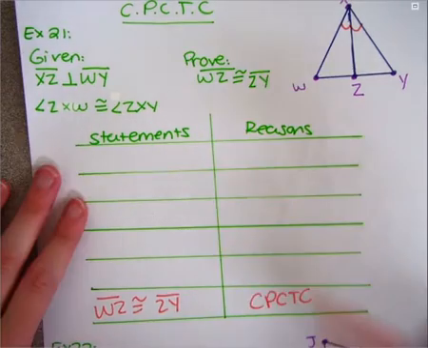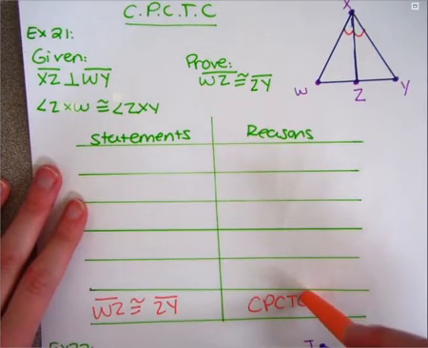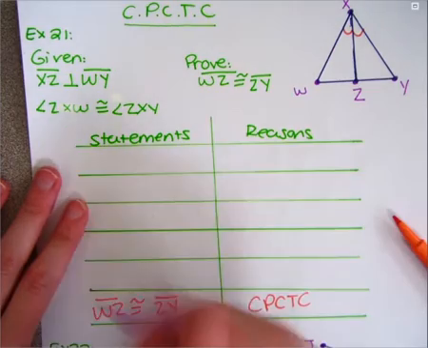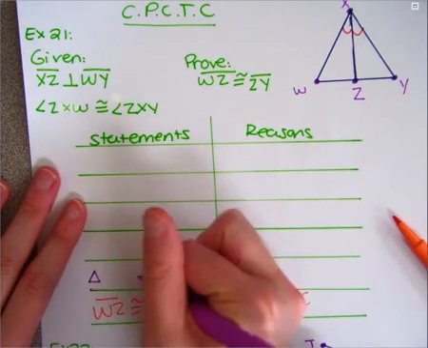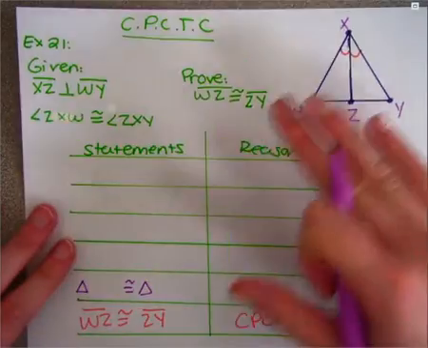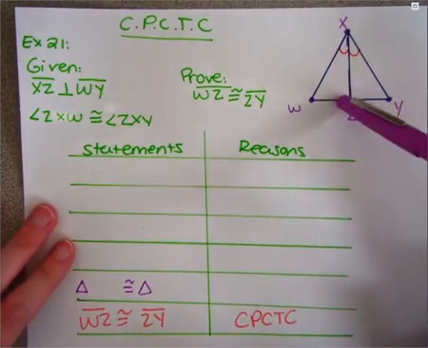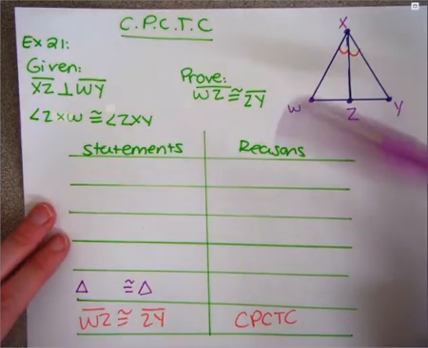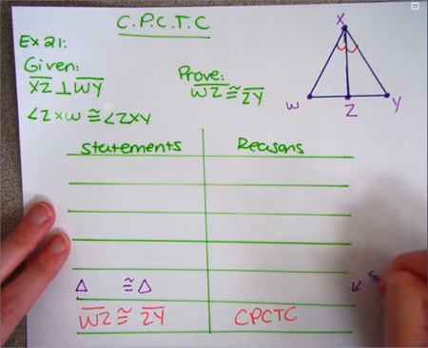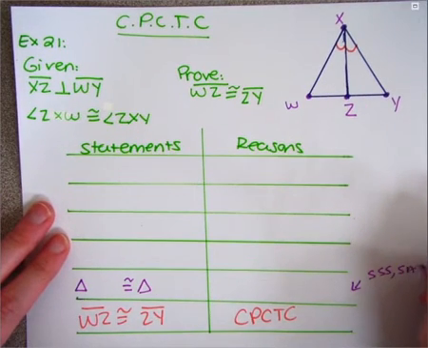Okay, but in order to use CPCTC, my previous statement has to have triangle something is congruent to triangle something, which I'm not going to write in yet because remember, it's very important the way that we label our triangles when they're congruent. And the reason is going to be one of those shortcuts. So my reason right here is either going to be SSS, SAS, ASA, or AAA.